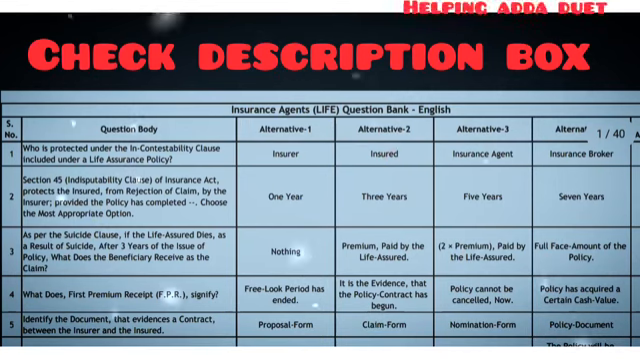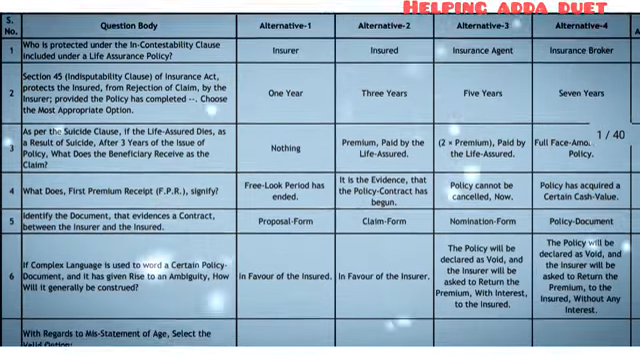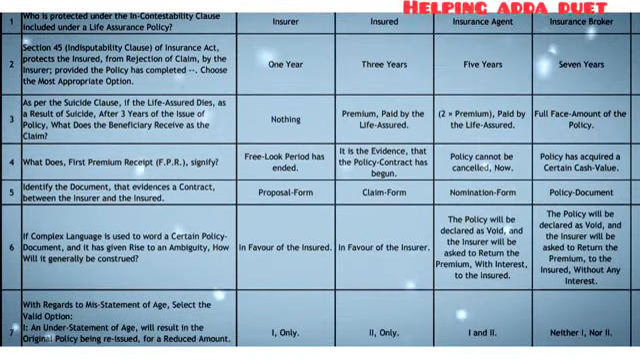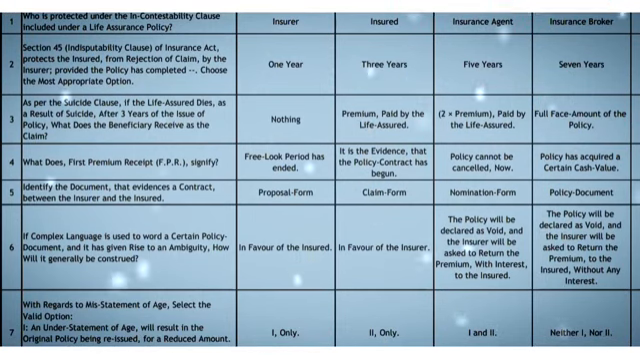Number 3. As per the suicide clause, if a life assured dies as a result of suicide after 3 years of issue of policy, what does the beneficiary receive as the claim? So the answer is full face amount of the policy. Number 4. What does first premium receipt FPR signify? The FPR signifies that the policy contract has begun.